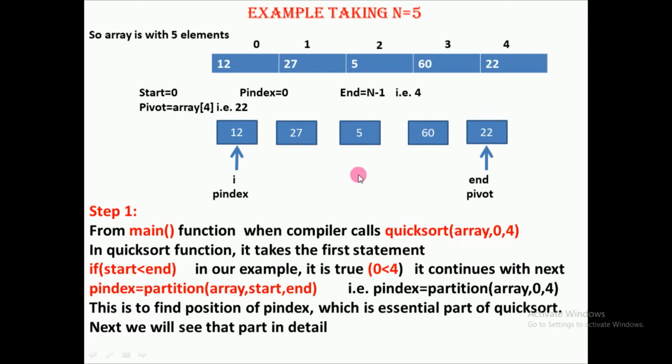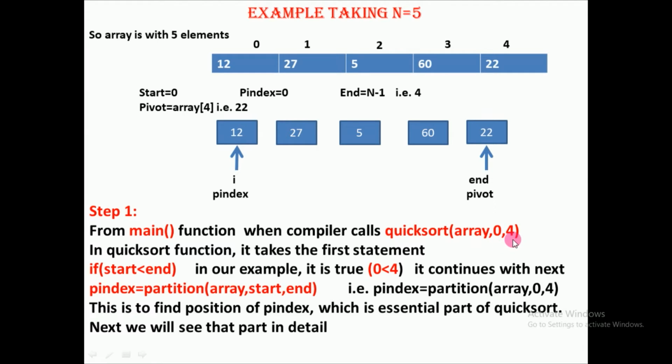I and p index are pointing at 12. End and pivot are pointing at 22. Now we will see step by step how the process works. From the main function, when the compiler calls quicksort array of 0, 4, that means start, end.